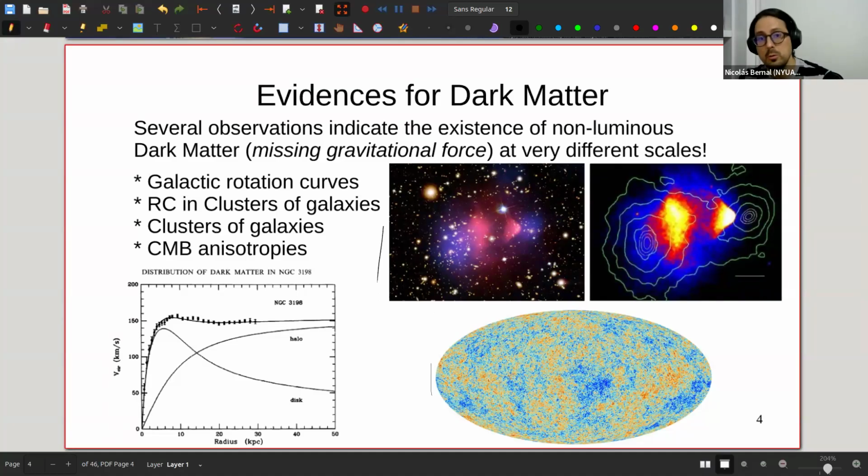However, there are very small inhomogeneities, 10 to the minus 5 or so, that could be very well understood and explained in the framework of lambda CDM, this standard model of the cosmos, where dark matter, in particular cold dark matter, plays a fundamental role. So if you guys have any question, please stop me. No need to wait until the very end for questions.